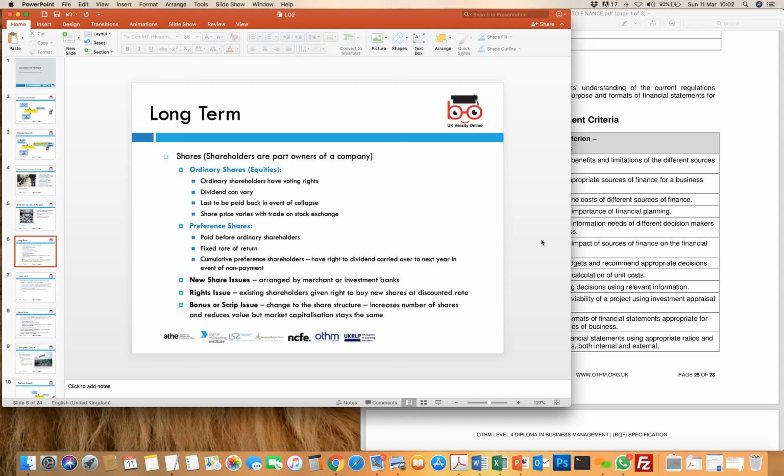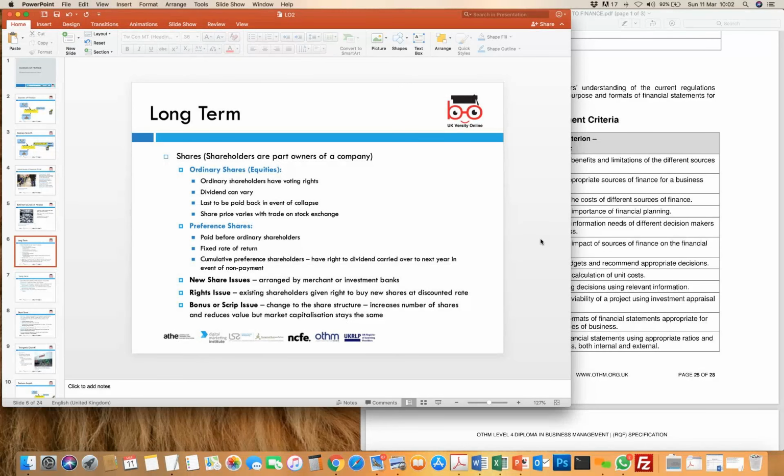So if you are a national player, you might just decide to list your company in a particular stock exchange in that country. But if you are international in terms of your business, this would mean that you could float your company or your shares in different stock exchanges, and that would mean you're looking at generating more capital.